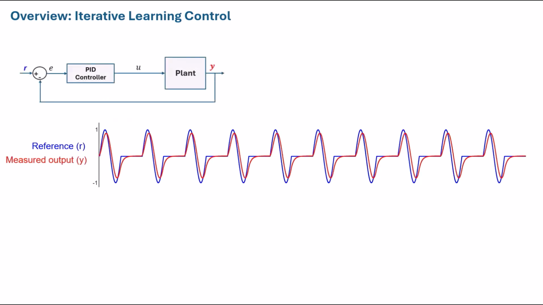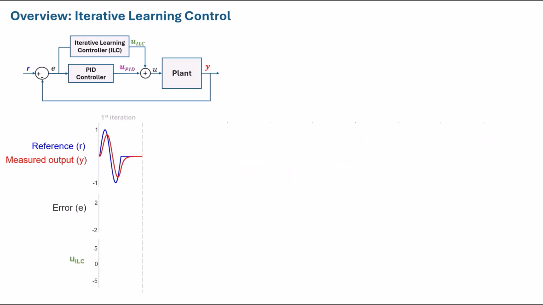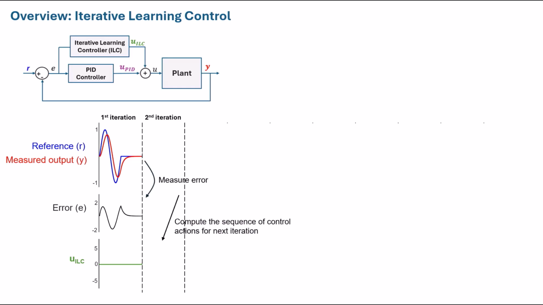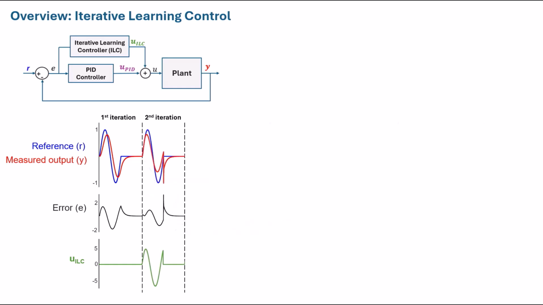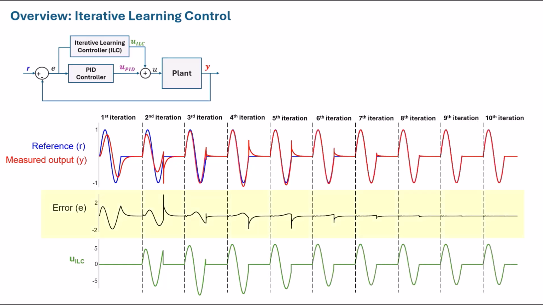In these scenarios, ILC is often used alongside a baseline controller like a PID to improve system performance by learning from previous iterations. More specifically, during each iteration, ILC measures the error between the reference and actual trajectories and computes the sequence of control actions to use in the next iteration. This sequence is then applied in the next iteration, which results in the response seen here. As this process repeats, the system converges iteratively, minimizing the error, resulting in improved trajectory tracking.